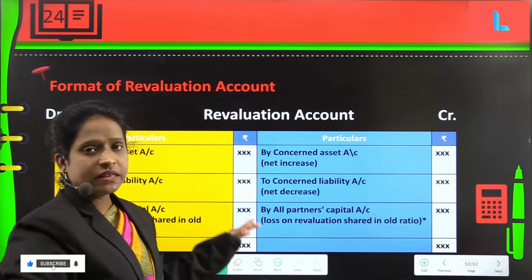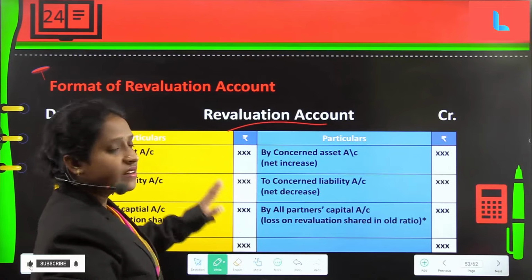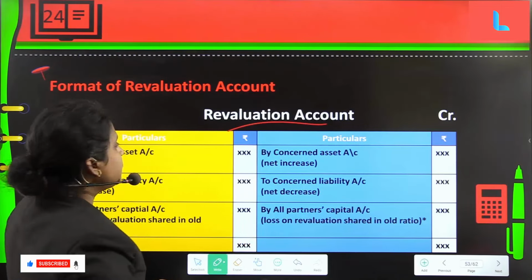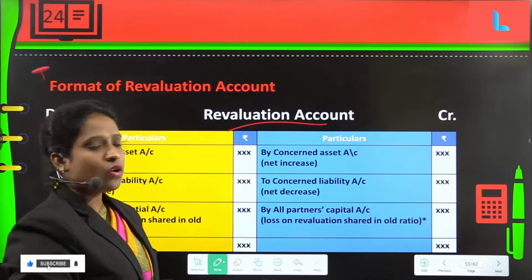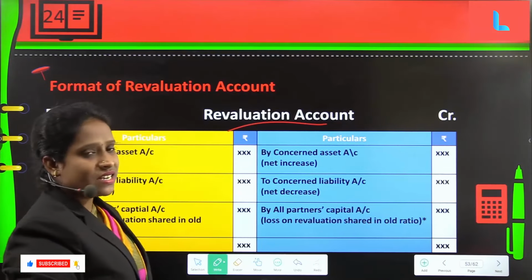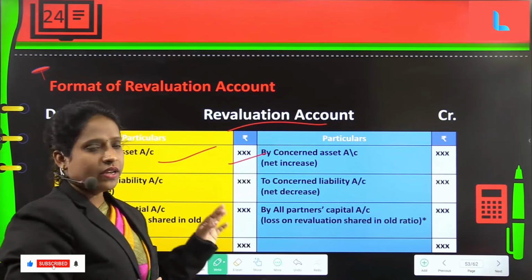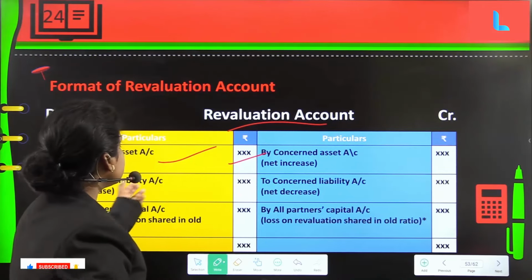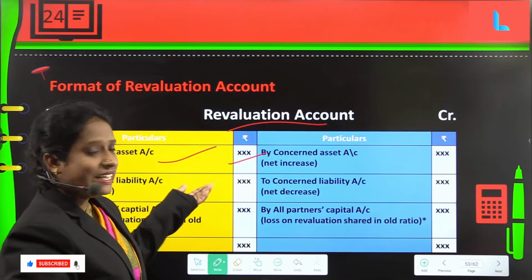Now here we have a format of calculation of the revaluation account. The first basic thing is to write the heading and draw the columns, the debit side and the credit side, and always the debit side should be this side and the credit side should be that side, with particulars and amount columns. Towards your debit side, to the concerned asset account, you have to debit the asset account and the amount you're going to retain the same. Then the concerned liability account also should be included, which we can consider as net increase.